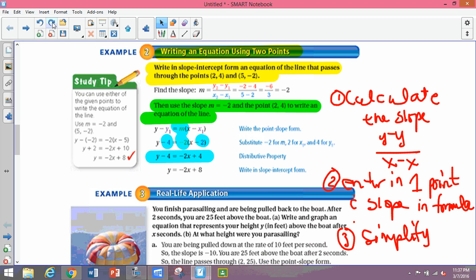You end up then with y minus 4 equals negative 2x, because you distributed negative 2 times x, and then you distributed negative 2 times a negative 2, which is 4. So it becomes y minus 4 equals negative 2x plus 4. Well, then you're going to solve for y by adding 4 to both sides. So you end up with y equals negative 2x plus 8.